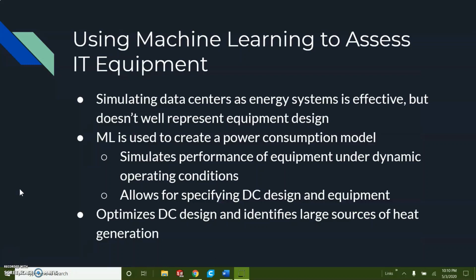Traditional simulations of data centers as energy balance systems is effective, but doesn't accurately represent heat flow due to the high complexity of equipment design and no account for the change in data center load. A machine learning algorithm was used to create a power consumption model, allowing researchers to simulate performance under dynamically changing operating conditions. This was proven to be an effective way to optimize data center design, with researchers being able to identify poorly performing system components and large sources of heat generation.